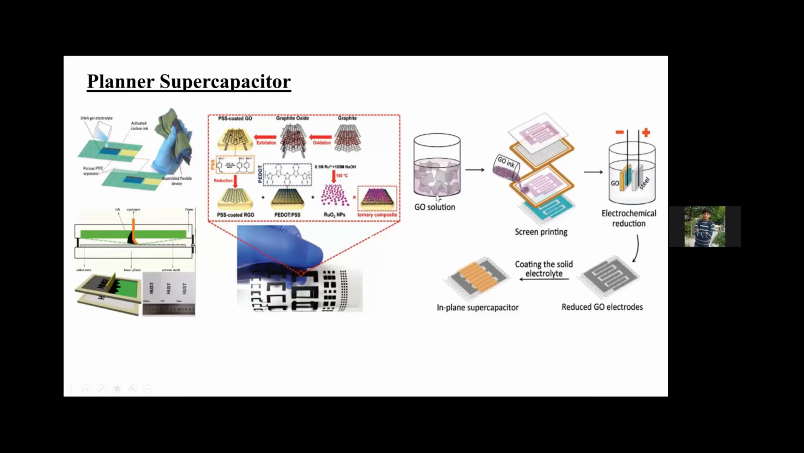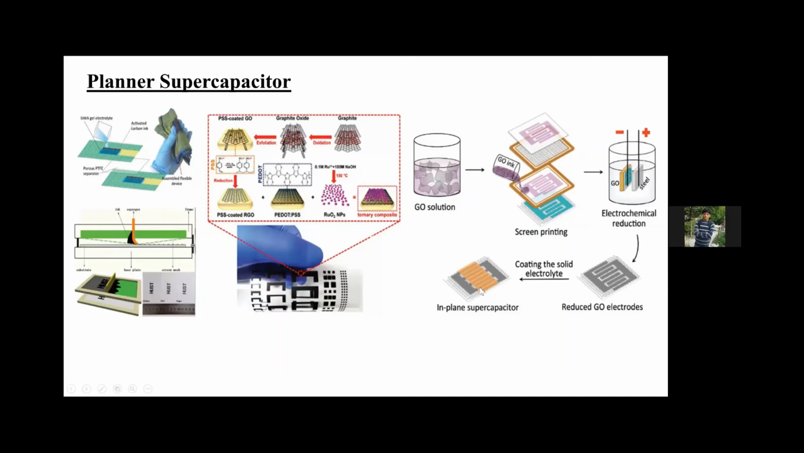And one example is for the graphene oxide based or reduced planar devices. So graphene oxide ink they make, and during the pattern or printing, some method, screen printing method, they make this type of planar pattern, and they do the electrochemical reduction, because to make graphene oxide to a reduced graphene oxide, and then they apply an electrolyte to make the planar devices.